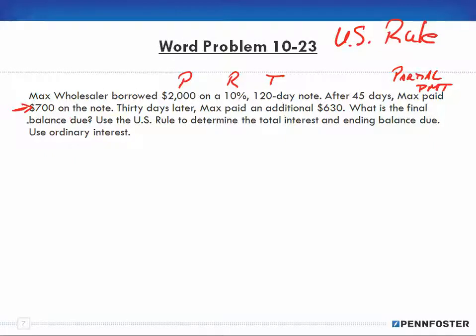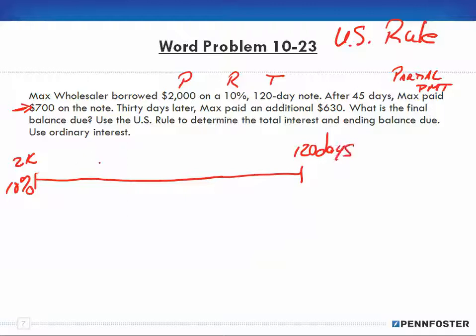So this is going to be a lengthy problem with quite a few calculations, because it says after 45 days out of the 120. Let me start drawing a timeline so that I'm aware of what's going on. Here I'm at the beginning, that's $2,000 borrowed at 10%, going all the way out to 120 days. After 45 days, he's paying $700 as a partial payment on that note.